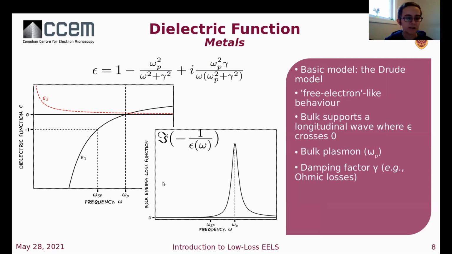Now, if you have a material that is a metal or behaves like a metal, we might instead see a dielectric function that represents the behavior of free electrons instead of bound electrons. The basic model for these materials is the Drude model. Here the real part of the dielectric function is highly negative at low energies, and it rises and crosses zero as the energy increases. Where it crosses zero, we have the bulk plasmon frequency, which is again a longitudinal bulk wave similar to the Lorentz model. Then we will see a peak at this energy in our bulk EELS spectrum.